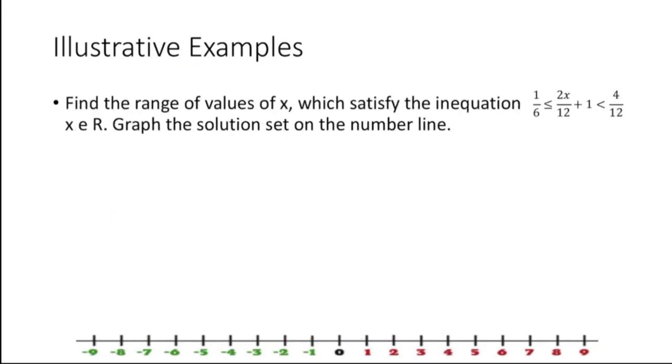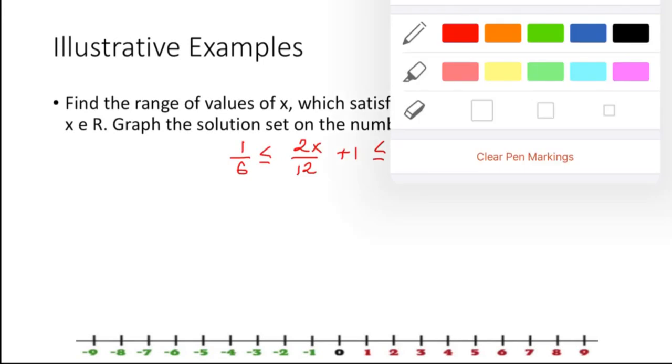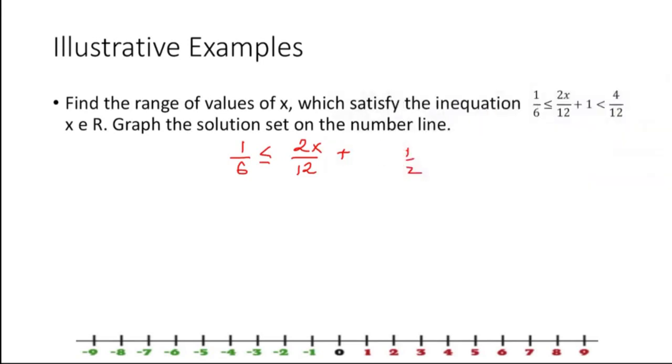Now let's go and solve another problem. Find the range and value of x which satisfy the inequation. So let's write the inequation again. 1 over 6 less than or equal to 2x over 12 plus 1 less than or equal to 4 over 12. I'm sorry, there is no equal to, so I'm going to remove the equal to here. So 2x over 12 plus 1 is less than 4 by 12.